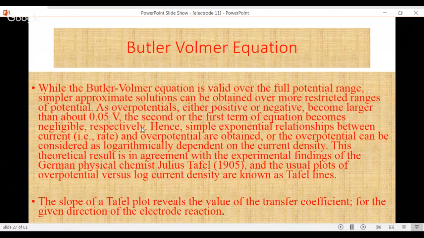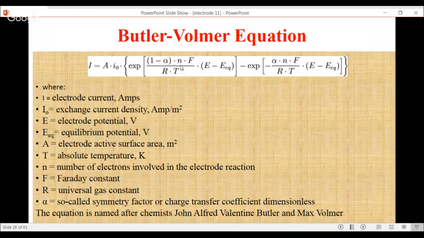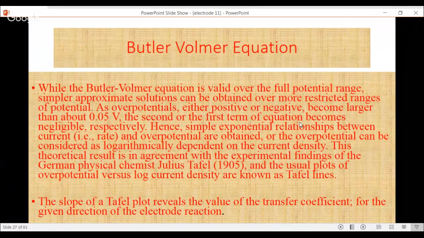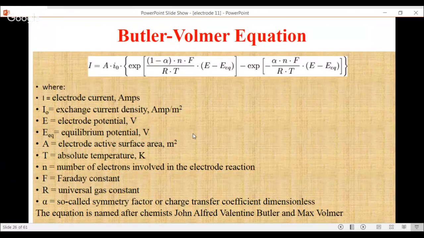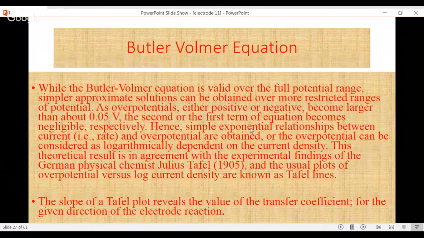Okay, if this term becomes negligible, we will see when that will be. Hence, a simple exponential relationship between current and overpotential is obtained. Suppose this term is zero or negligible, then the current will be proportional to this term. So overpotential can be considered as logarithmically dependent on the current density.